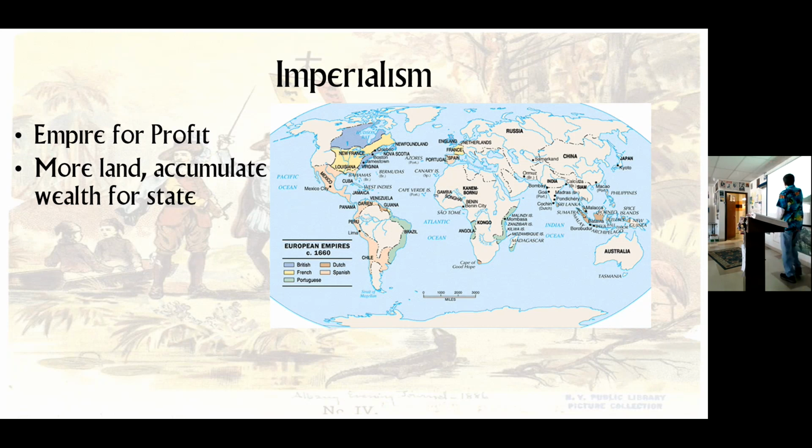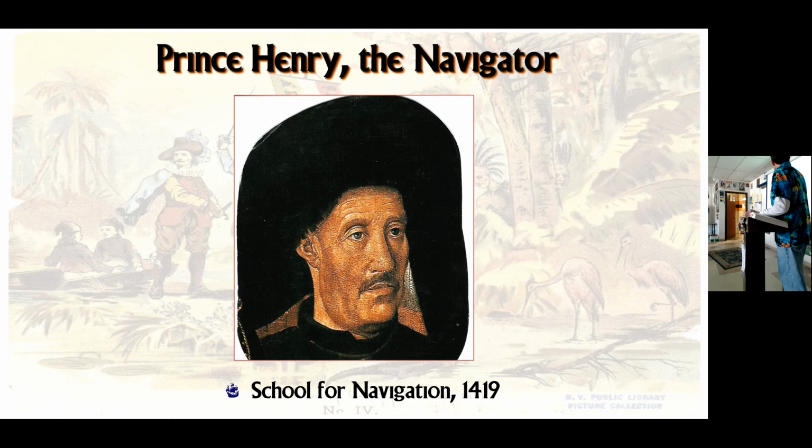Okay, so to get this, they collect more taxes, more land. And now the competition begins. Accumulate wealth for the state. Land, land, land. Constantly needing this. Those are the characteristics, and now we get to Prince Henry. Prince Henry the Navigator.